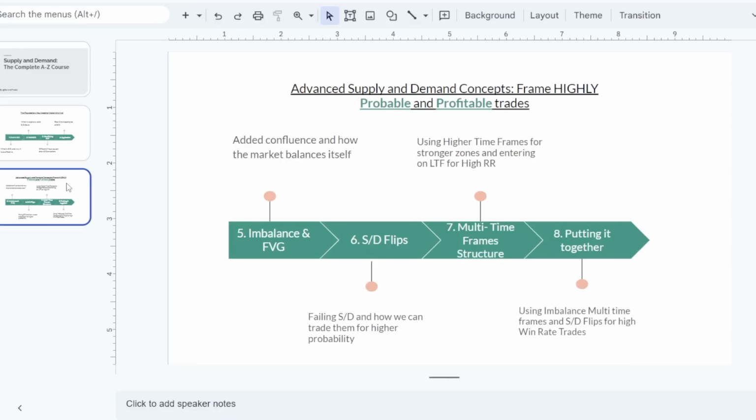Okay. And that makes the zone very strong that you're about to trade from. Then we go on to high time frame analysis and multi-time frame analysis.